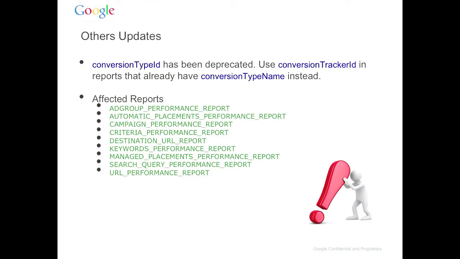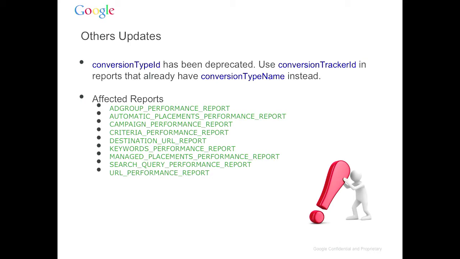Exposing that as a name brought a problem, of course, because the conversion tracker name is not unique. It wasn't even unique in the reports. If you configured two conversion trackers with the same name, you were able to get two rows with the same name in a report. Of course, that was a problem. We fixed that. We have now deprecated conversion type ID. Now we call it conversion tracker ID, which is a real ID. It's the ID that matches if you call the conversion tracker service.